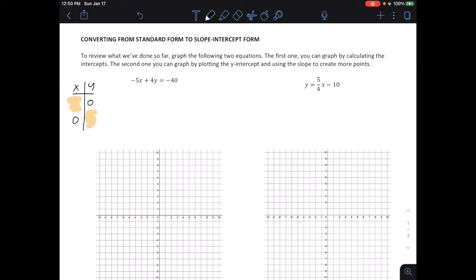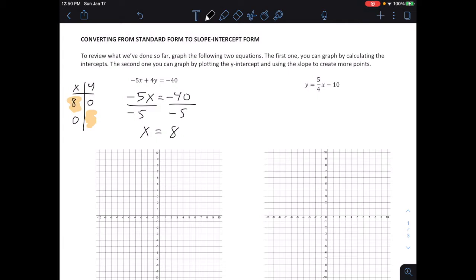Okay, and then remember, when I have zero values, it makes terms disappear. So the 0 is in the y column, so that means the 4y is going to go away. So all I have to do is solve negative 5x equals negative 40. And I'm going to divide by negative 5. And any negative divided by a negative is going to be positive, so I have positive 8. So I can put an 8 in that column.